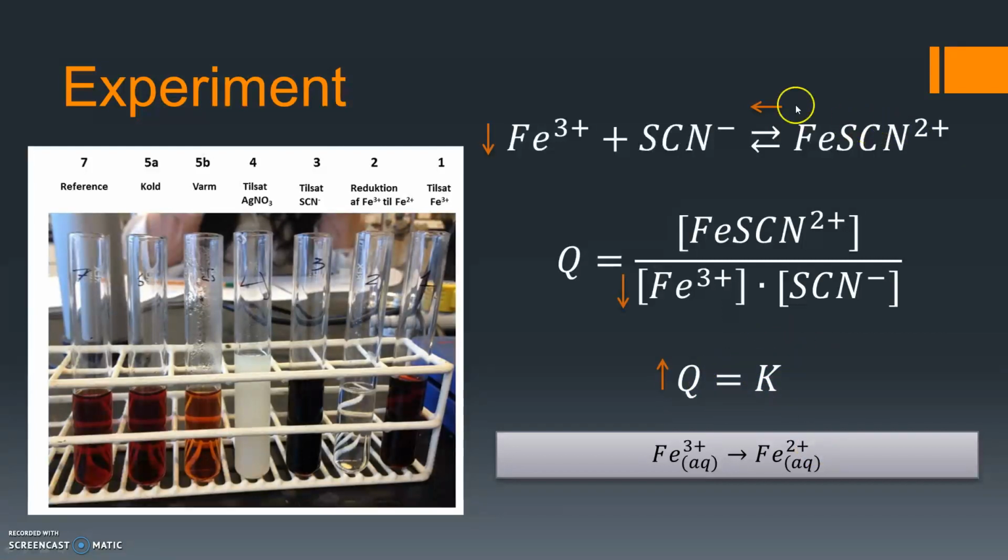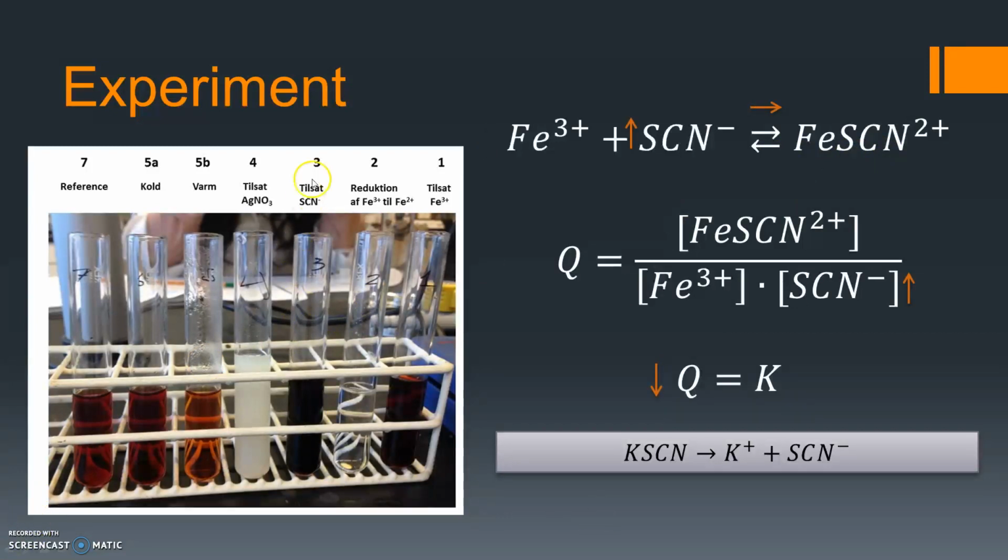And to make up for this, the equilibrium shifted to the left to use up some of the products to create more reactants. And you can also explain this through Le Chatelier's principle, where you take away some of the reactants, and the equilibrium wants to minimize this stress by making more of the reactants. Also, if you look at the results, the solution has lost its red color because of the decrease in products, or in iron thiocyanate ions.